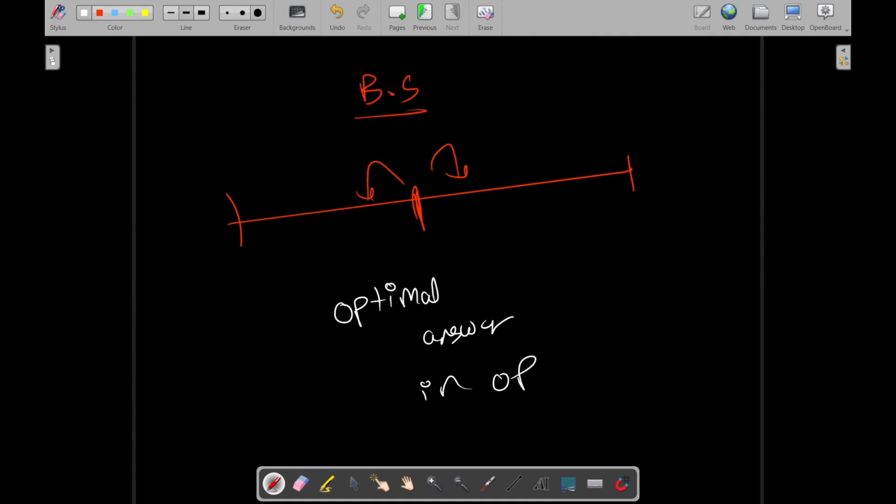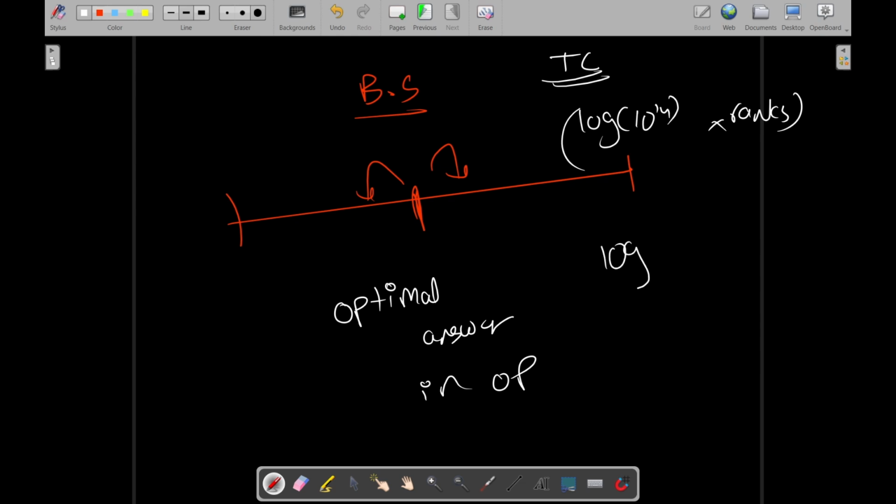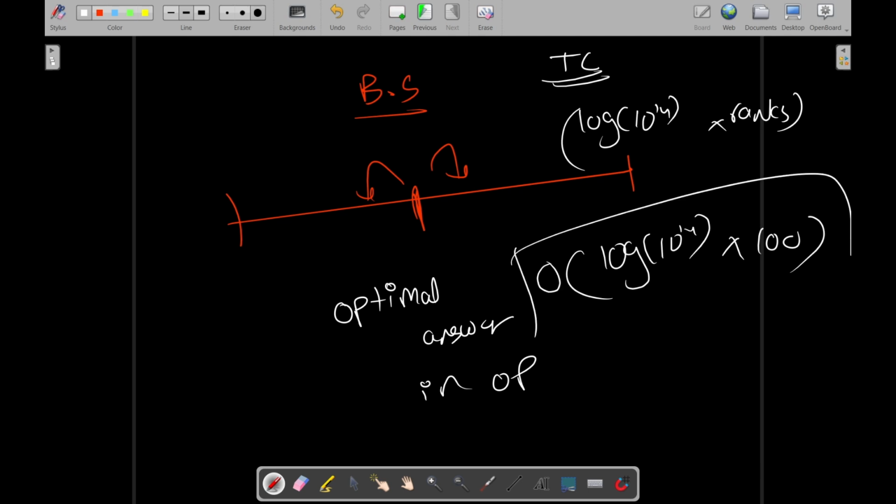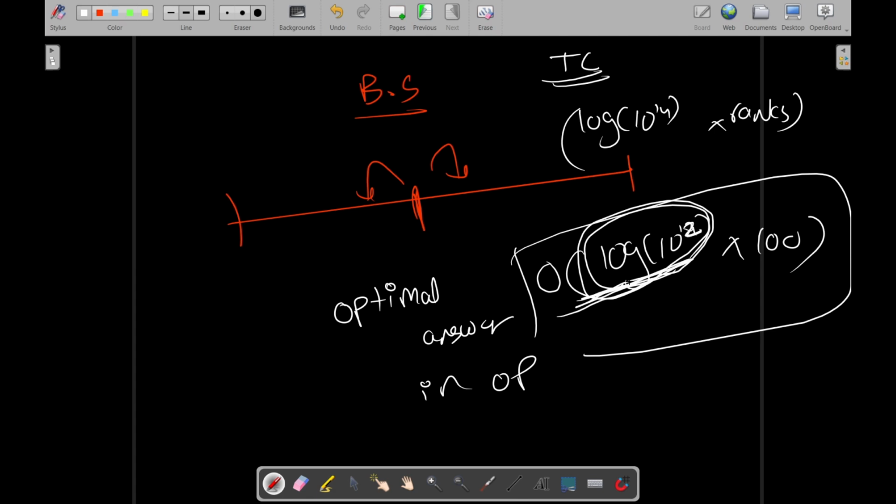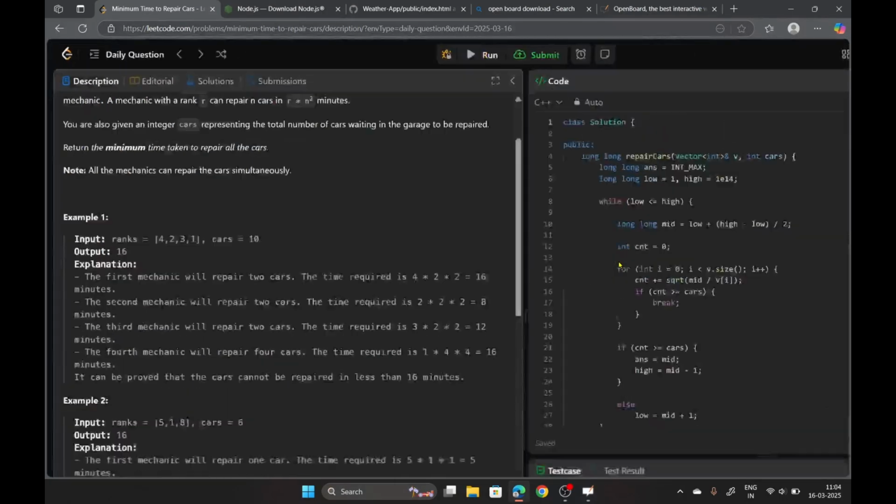Okay, what will be the time complexity of binary search? It will be log of 10 raised to 14 times ranks, in the worst case. So the most dangerous part, which was our main hindrance in time complexity, we have just reduced with a logarithmic function. So this is the best approach we can use. Let us directly move towards understanding the code.